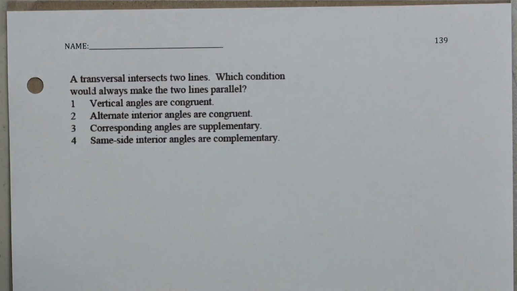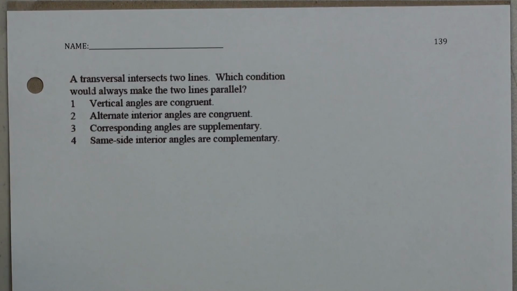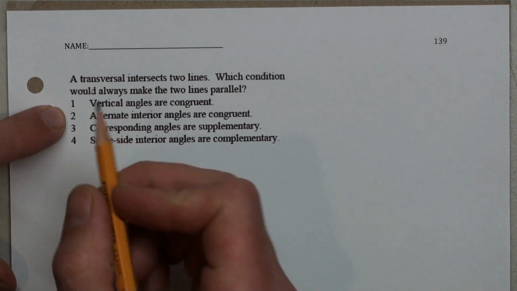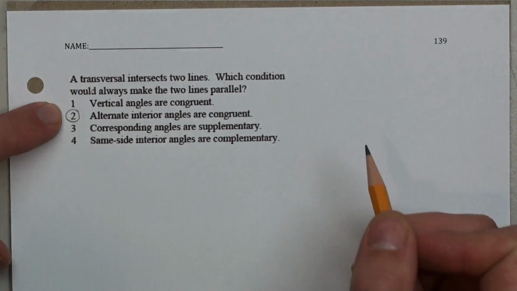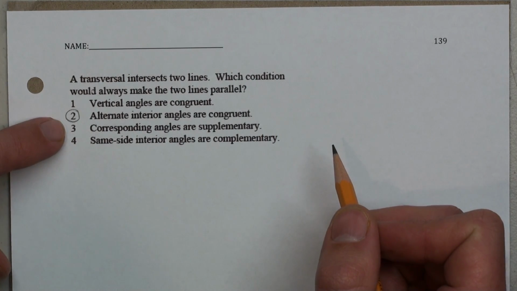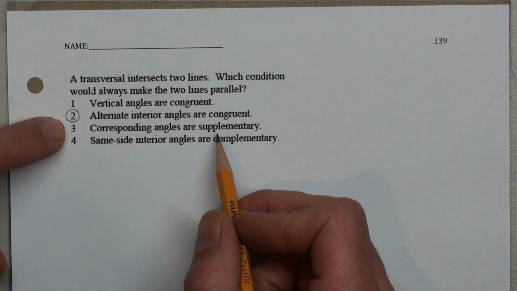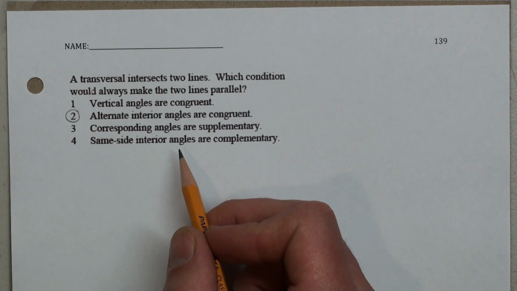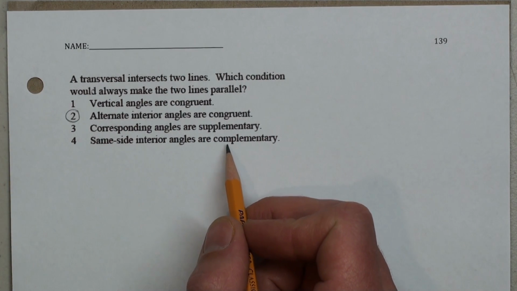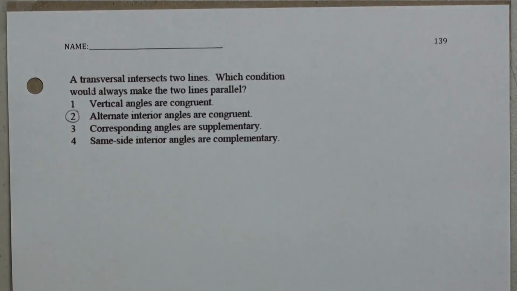Number 139. A transversal intersects two lines. Which condition would always make the two lines parallel? Alternate interior angles are congruent. Vertical angles doesn't always make the two lines parallel, right? Corresponding angles are supplementary. No, they have to be congruent. And same side interior angles are complementary. No, they'd have to be supplementary. So it's choice 2.